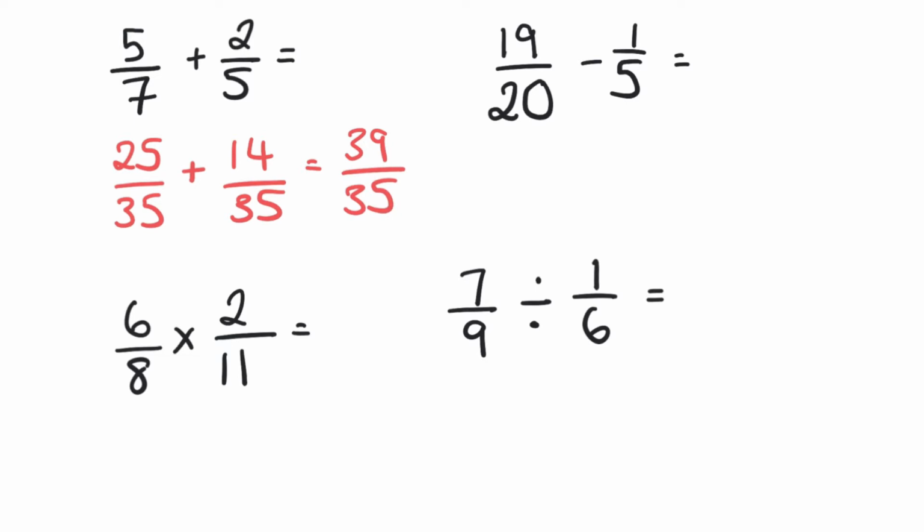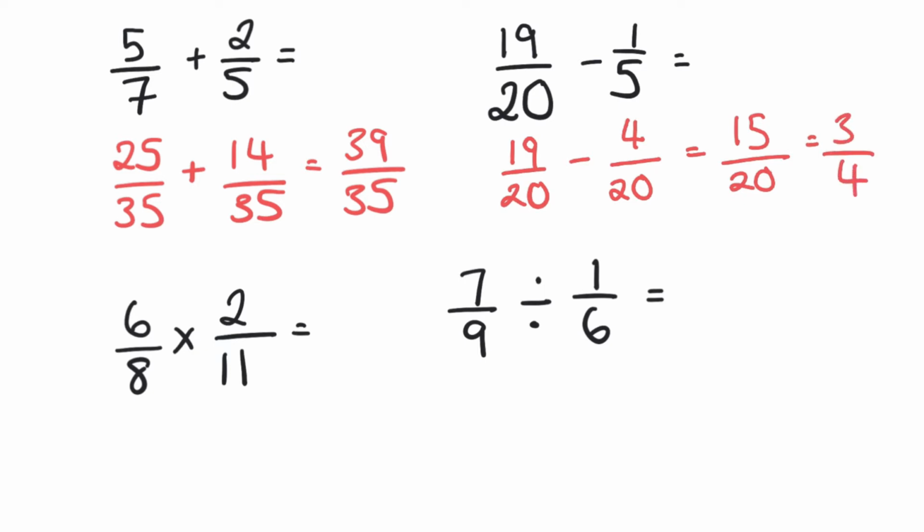So to subtract fractions, we're going to do the same thing. So we've got 19 over 20 minus 1 over 5. So we're going to change these fractions so that the denominators are both 20. So we've got 19 over 20 there. That can stay the same. And then we're going to change this second fraction to 20 as well. So to get from 5 to 20, we times by 4. So I'll times the top by 4 as well. And then we can do the sum then. So we've got 15 over 20 or 3 over 4.